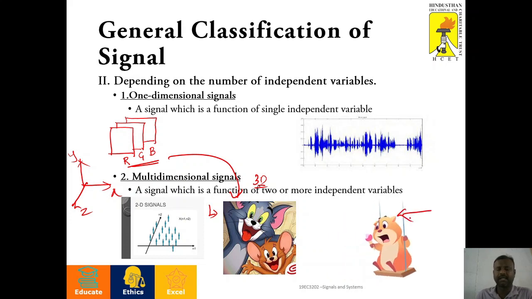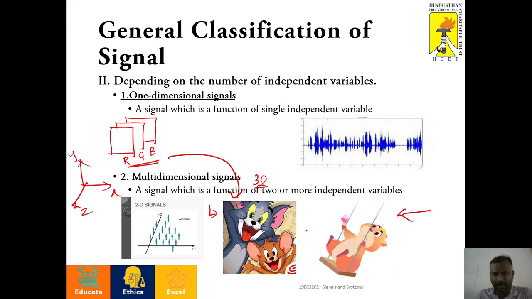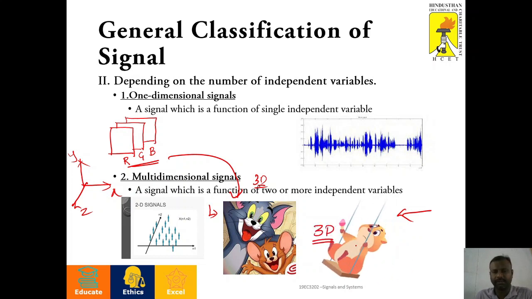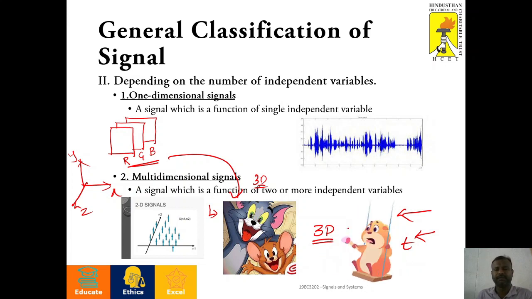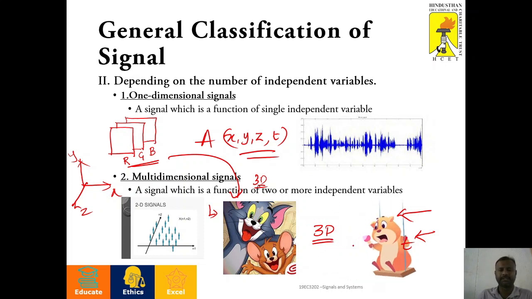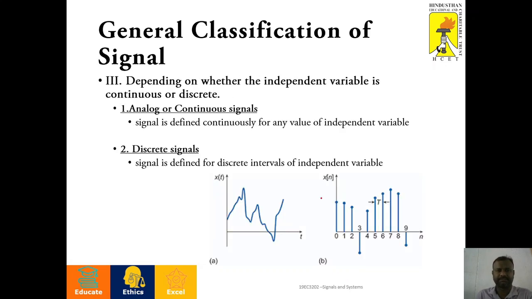If we look at this animation, along with the RGB components of the 3-dimensional color image, one more independent variable is introduced, which is t. Based on time, we have different frames. So along with x, y and z, we have t for this animated video. Such kind of video or animation can be classified as a 4-dimensional signal. Put together, this kind of signal is called a multi-dimensional signal.